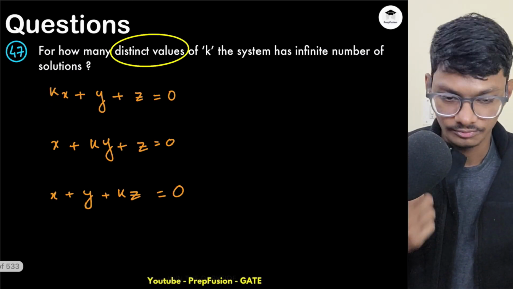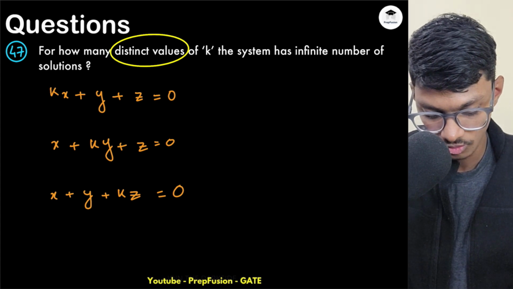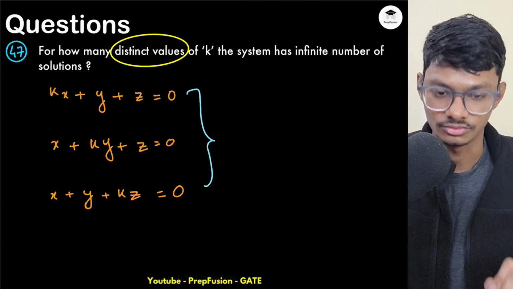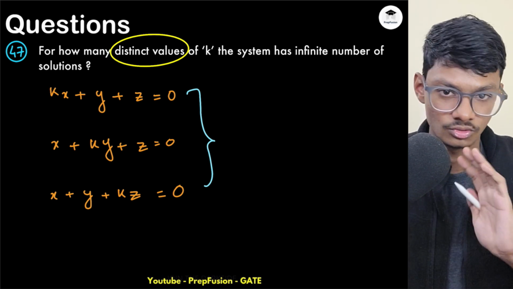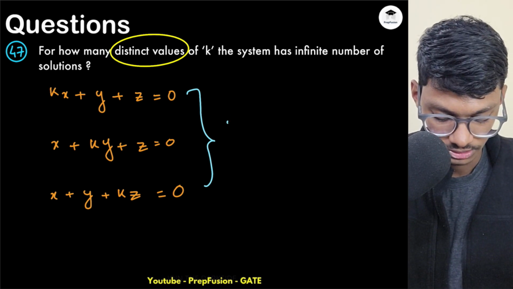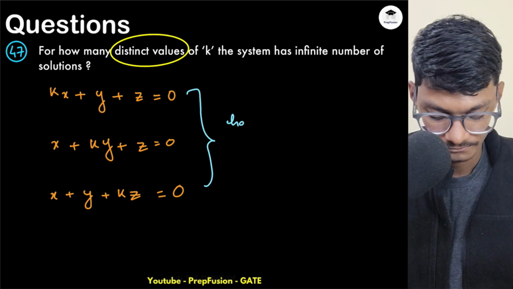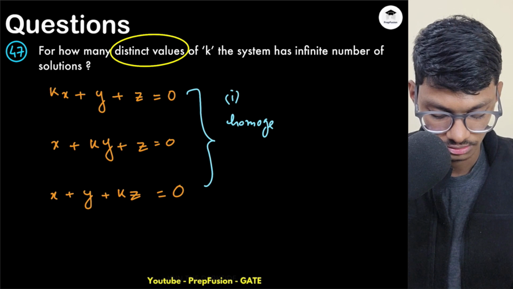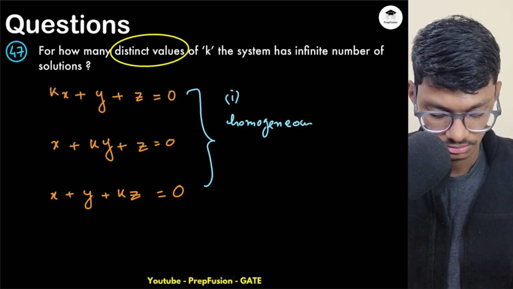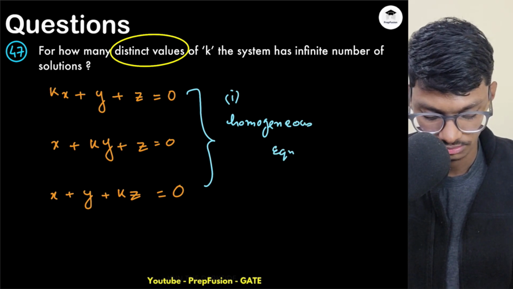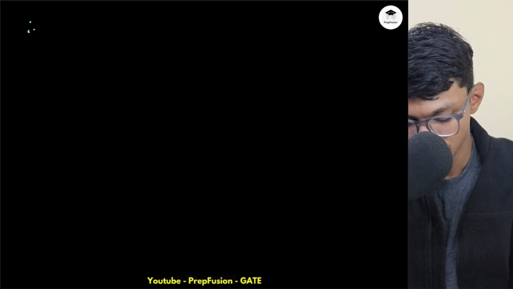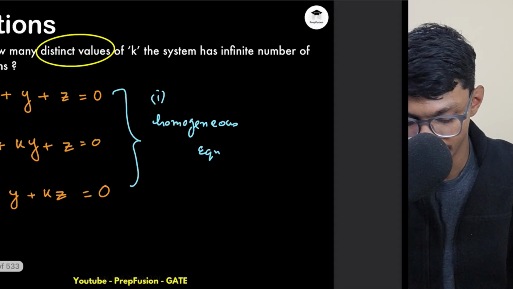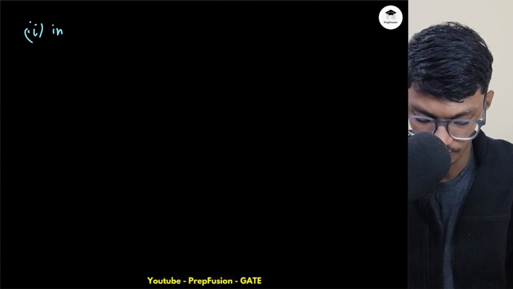Now let's start. First we'll check the homogeneity, and yes, this is a homogeneous equation because the right hand side is all zeros and the left hand side has only unknowns, no constants. So check 1: homogeneous equation. Now check 2: they are talking about what type of solution. They are talking about infinite number of solutions.